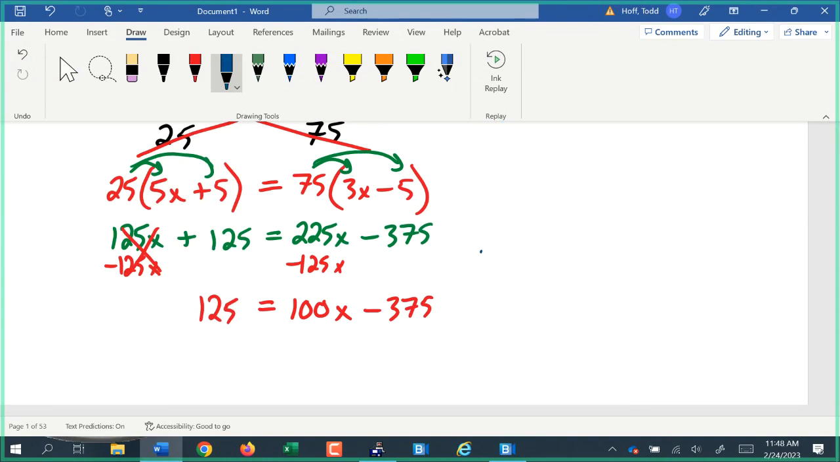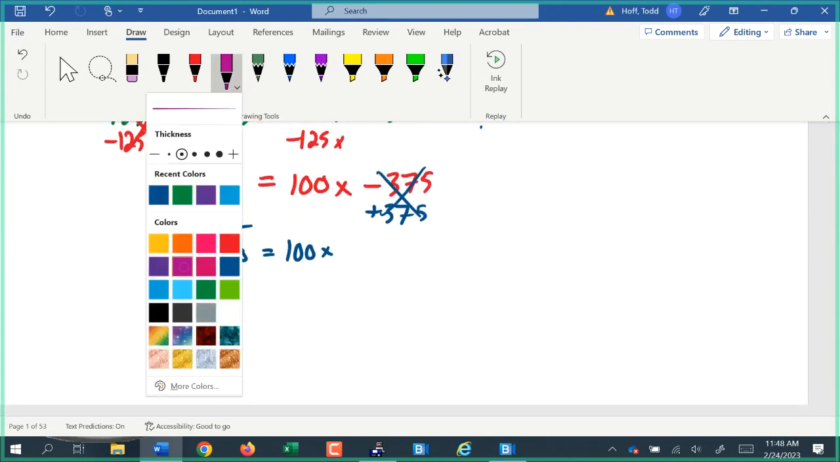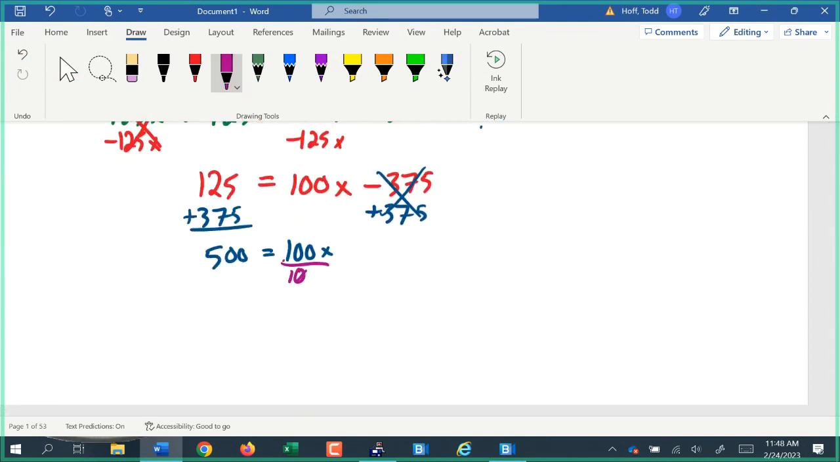Now we have to solve for x. We're ready to solve. We're going to add the 375. Well, 125 plus 375 is 500 equals, all that's left on the right side is the 100x. And then we'll divide by the 100 to get x by itself. 500 divided by 100 is 5 equals x. So that's the value of our variable.